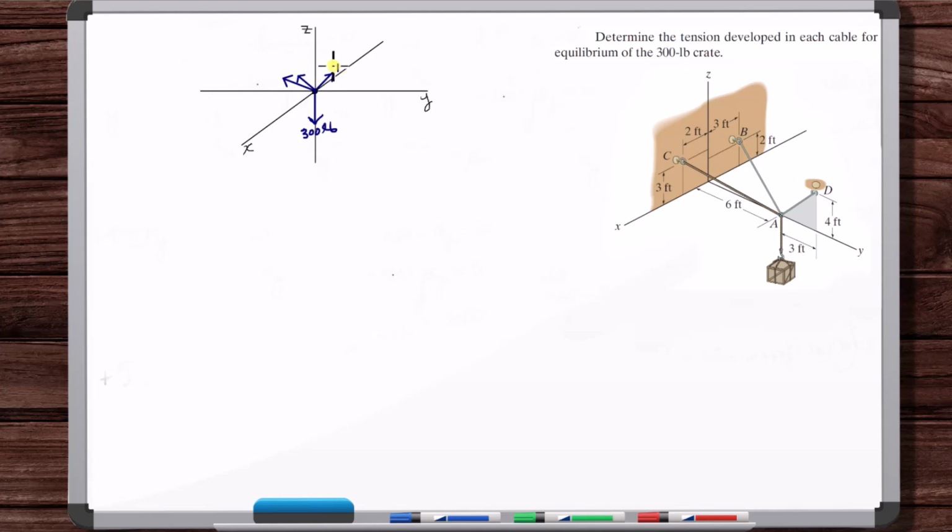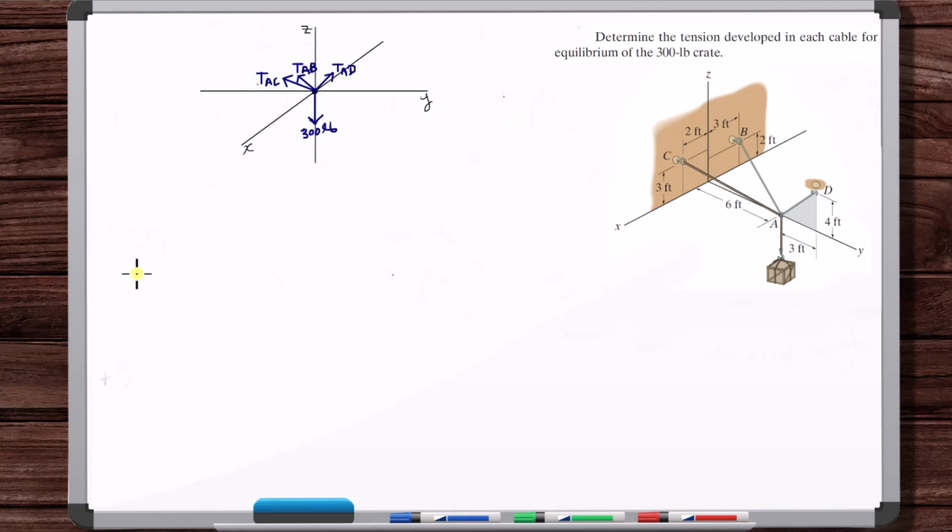And so these we'll call T_AD, T_AB, T_AC. Okay, and typically a proper free body diagram has dimensions on it as well, but we're just going to go ahead and reference these dimensions.